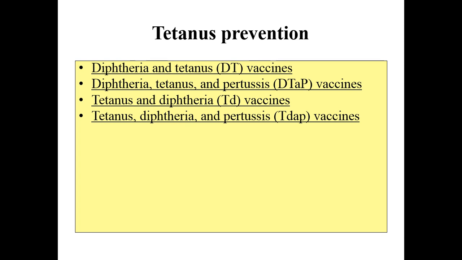Tetanus toxoid is given under the National Immunization Schedule of India, and a total of 7 doses are given. 3 doses of DPT, diphtheria, tetanus, and pertussis, at 6, 10, and 14 weeks of birth, followed by 2 booster doses of diphtheria, pertussis, tetanus at 16 to 24 months and 5 years, followed by 2 additional doses of TT at 10 years and 16 years.